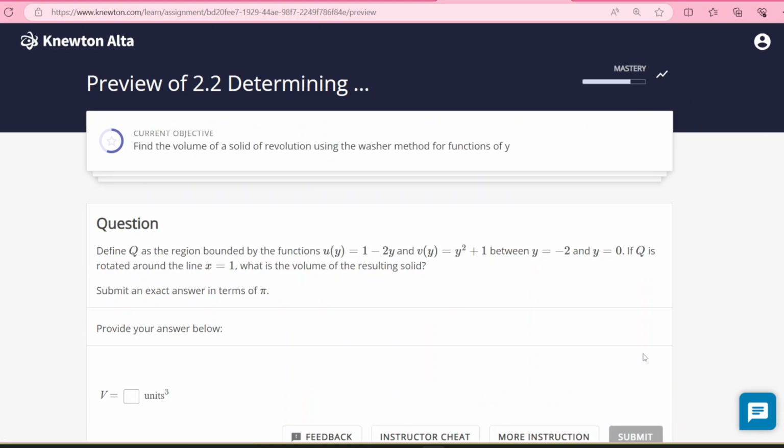So here we go again, but this time we're rotating around a different vertical line. Not around the y-axis, but around the line x equals 1. So that's going to change a little bit. All that's really going to do is add 1 or subtract 1 from the way I normally calculate the inner radius and outer radius. That's all it's going to do, is shove those radii 1 unit more or 1 unit less, depending on where the region is. All right, so I will once again graph this region.